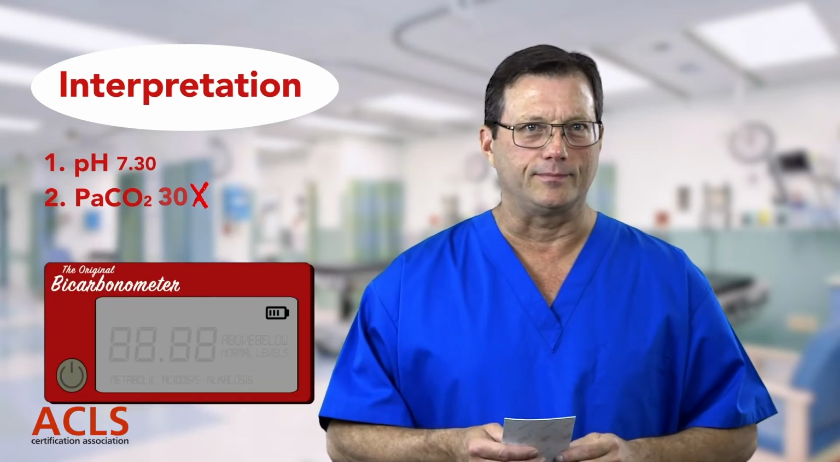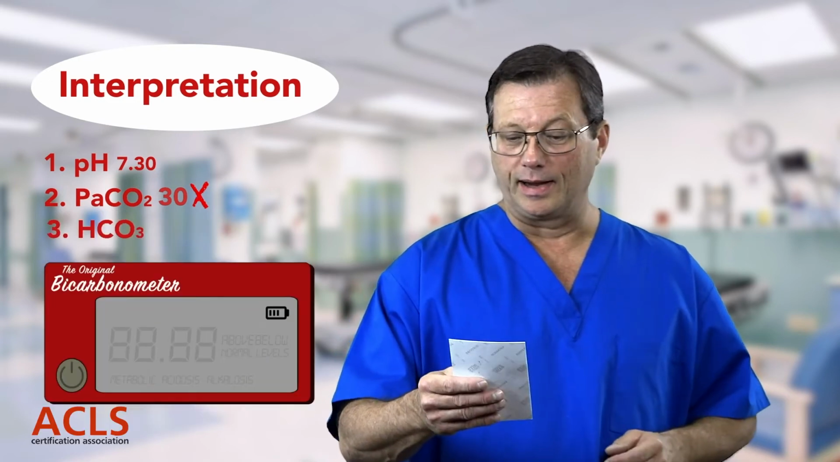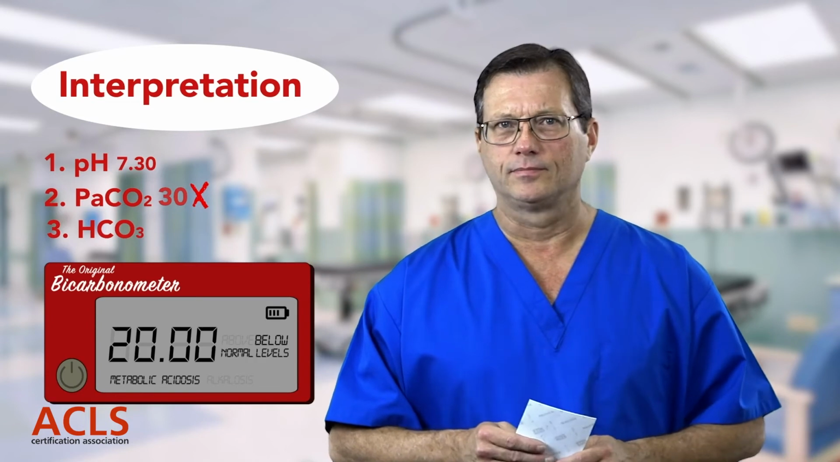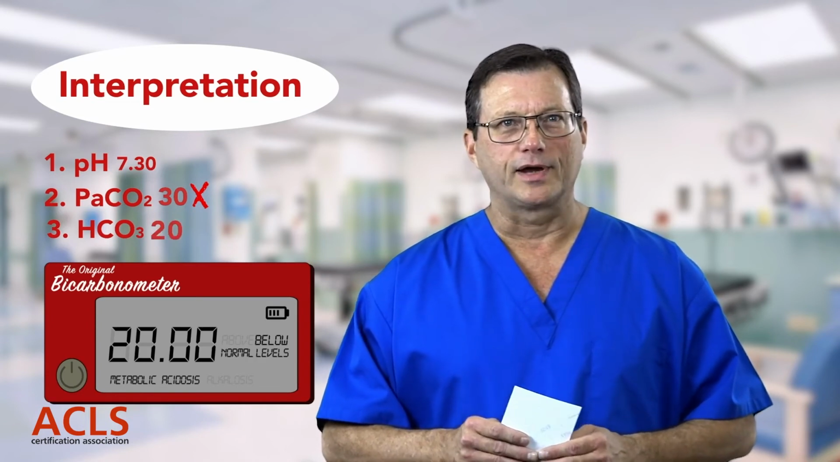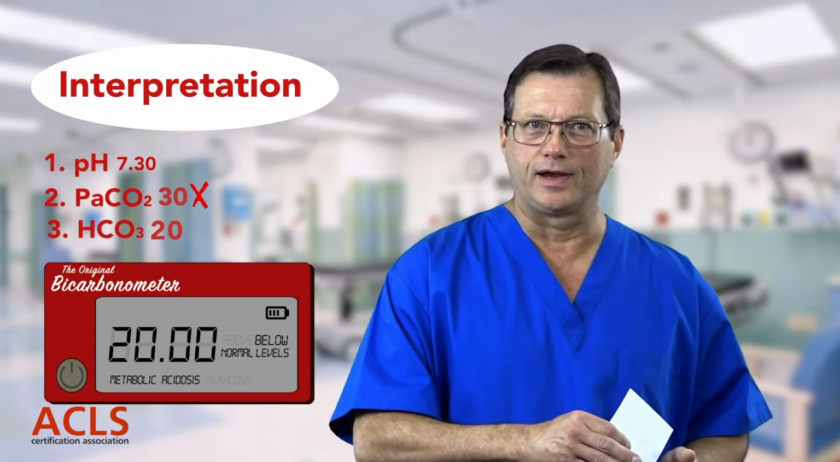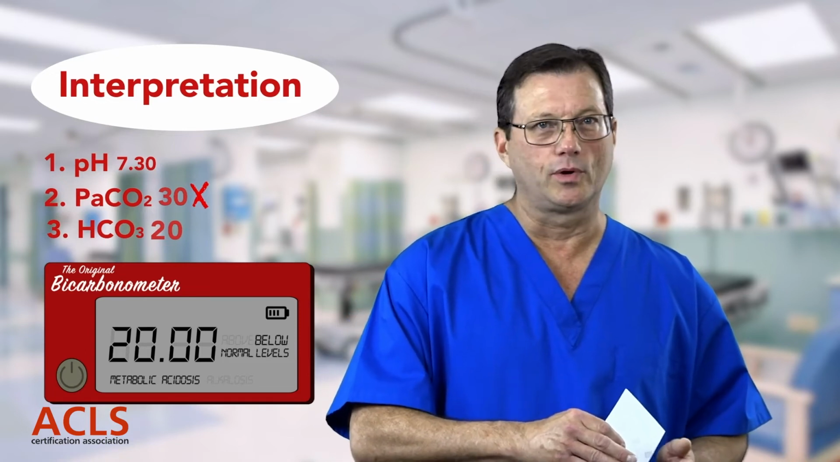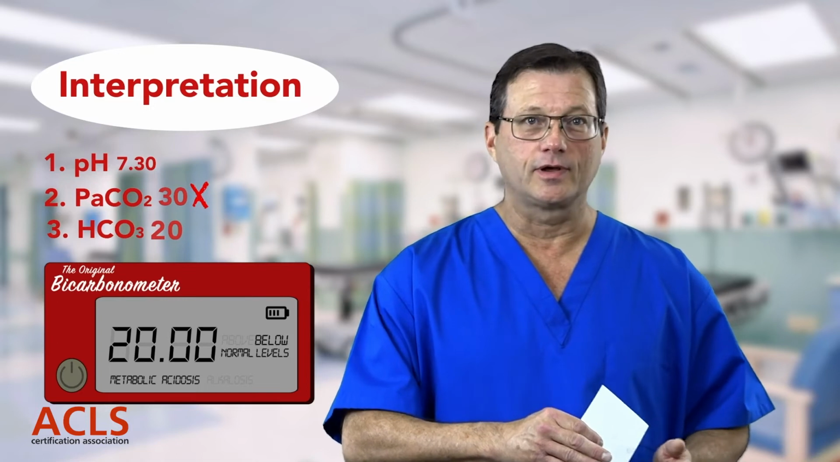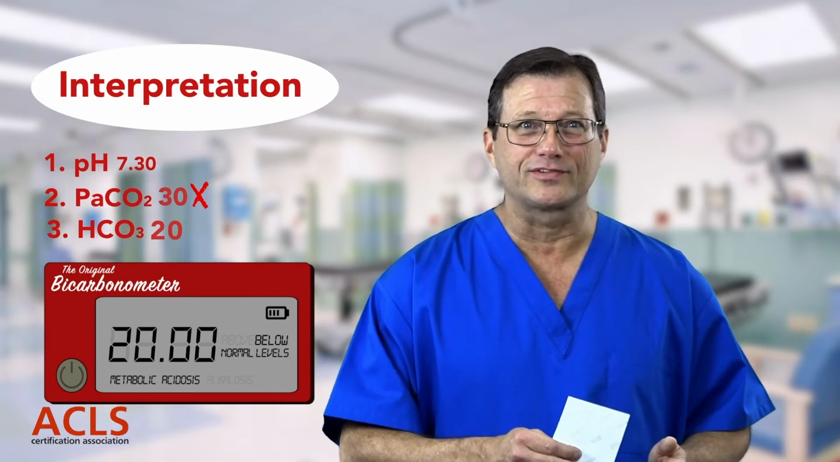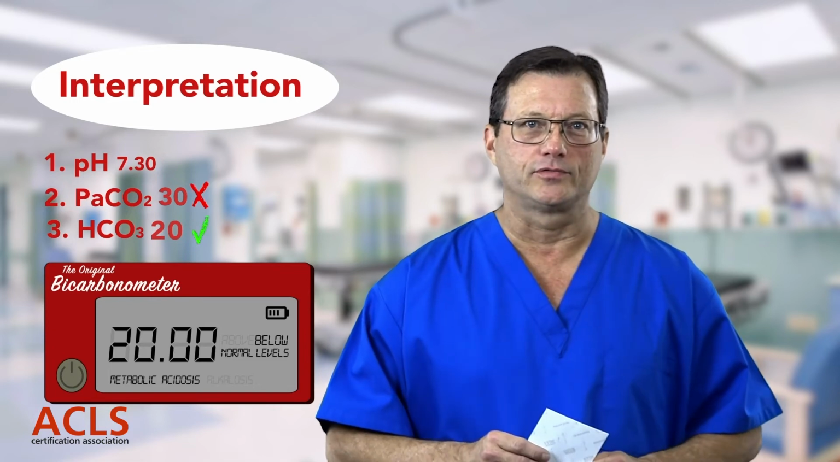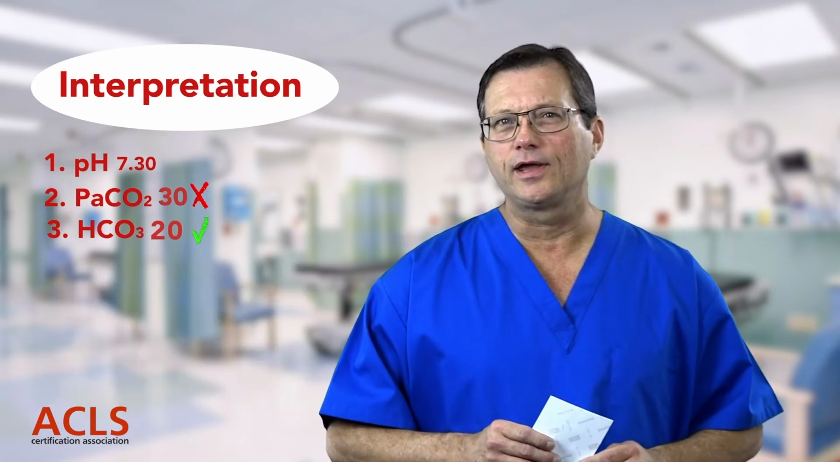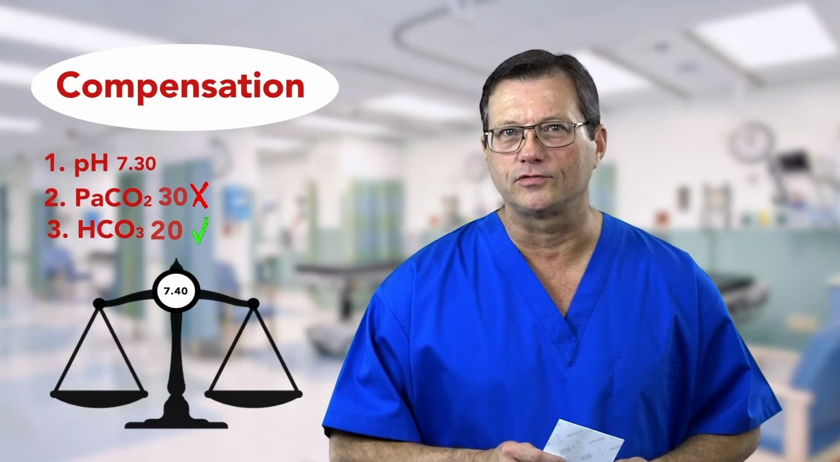Let's continue on. I look at my bicarb, and my bicarb here is 20. Well, we know that bicarb is a metabolic base, but I have less than my metabolic base normal level, between 22 and 26. I have 20. That reflects a metabolic acidosis. There's my acidosis. And now we get into what's called compensation.